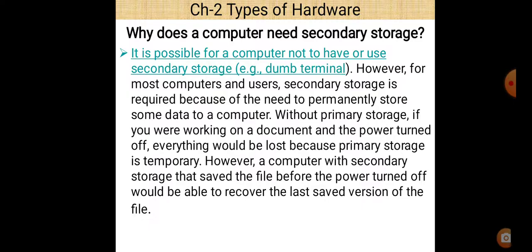Without secondary storage, if you were working on a document and the power turned off, everything would be lost because primary storage is temporary. However, a computer with secondary storage that saves the file before the power turned off would be able to recover the last saved version of the file. So in short, we need secondary storage because we want to store the data permanently in our computer system for future reference. So that's why we use secondary storage.